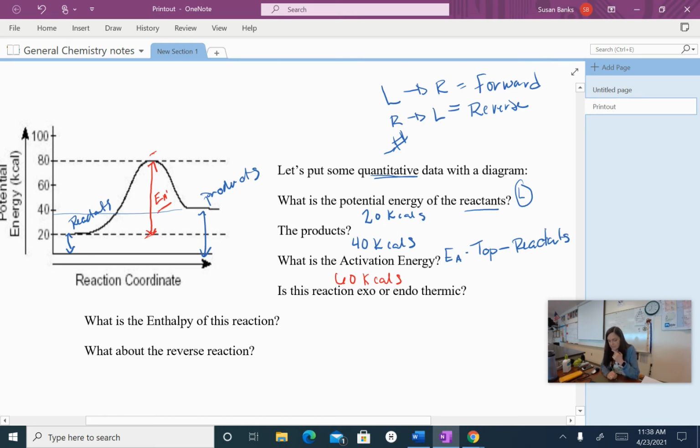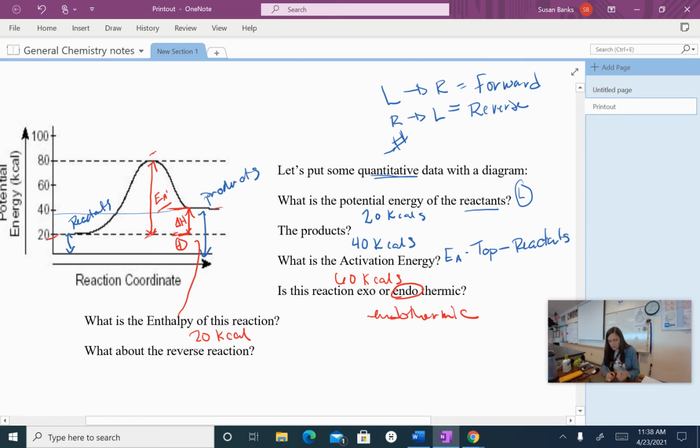Okay, is this reaction endothermic or exothermic? My reactants have less energy than my products. That means I have to put energy in. This is going to be my delta H, and it is positive. So because it's positive, it is an endothermic reaction. Okay, what is that delta H or the enthalpy? I go from 20 to 40, so 40 minus 20 is 20 kilocalories.